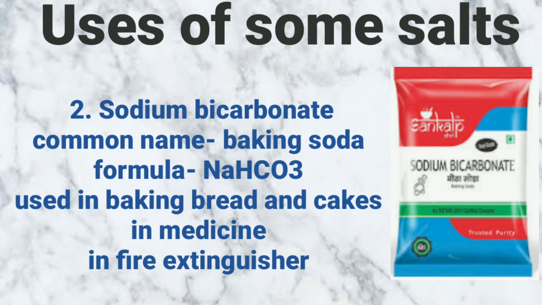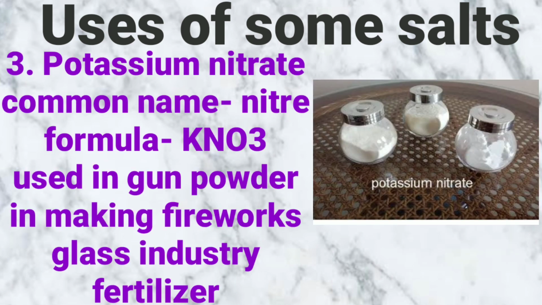The common name is baking soda. Formula NaHCO3, and it is used in bakery industry, that is in baking of bread and cakes. It is used in medicine as well as in fire extinguisher. Next salt is potassium nitrate. Common name is niter. Formula KNO3. It is used in manufacture of gunpowder, in making of fireworks, in glass industry, and also used as a fertilizer.